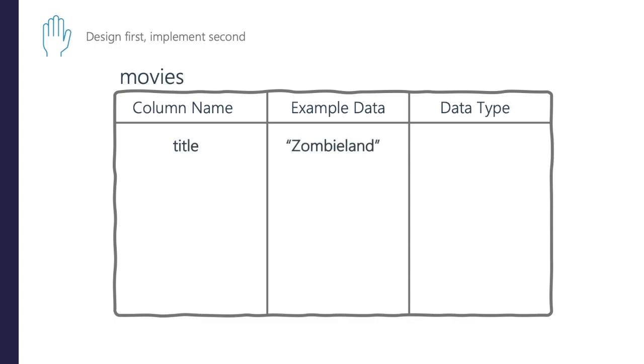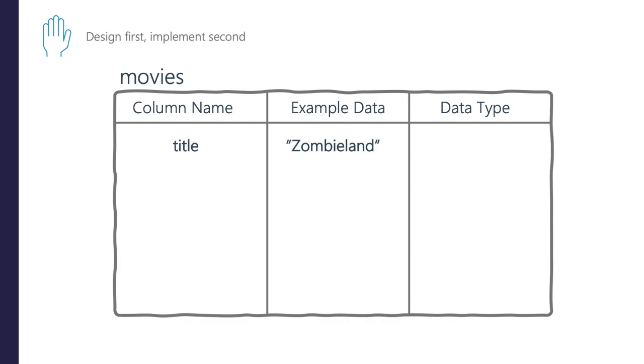The first column might be a little obvious. We're going to start with the title of the movie. In this example, I'm going to be using Zombieland since that's my favorite movie. But what might not be obvious is the data type we're going to choose to represent this entry. Zombieland, though, is not a number. It's not a date. It's not a time. But it is a string.